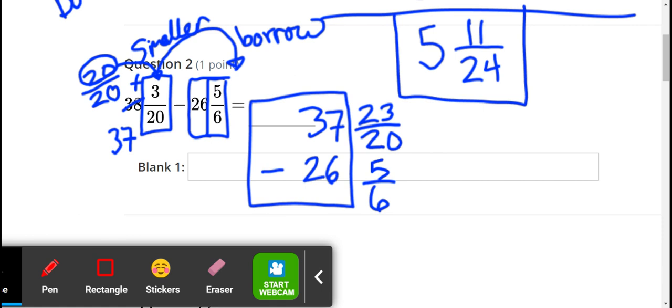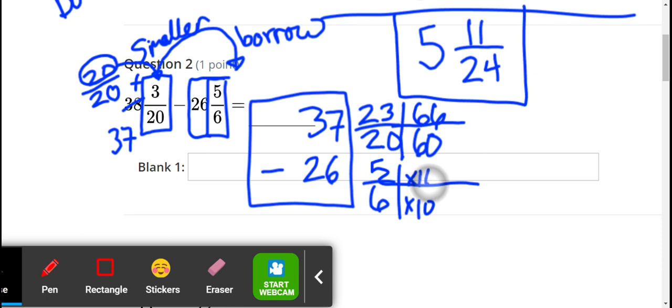So it looks like 20 and 6, the first time that they're going to come together is probably going to be 60. So this one's times 3 times 3. So that's going to give us 69. And then we're going to do times 10 times 10. Got 50 out of 60. We have a common denominator of 60.